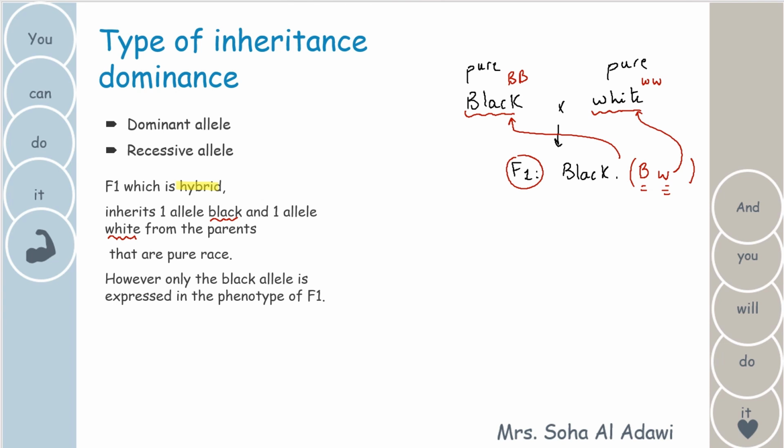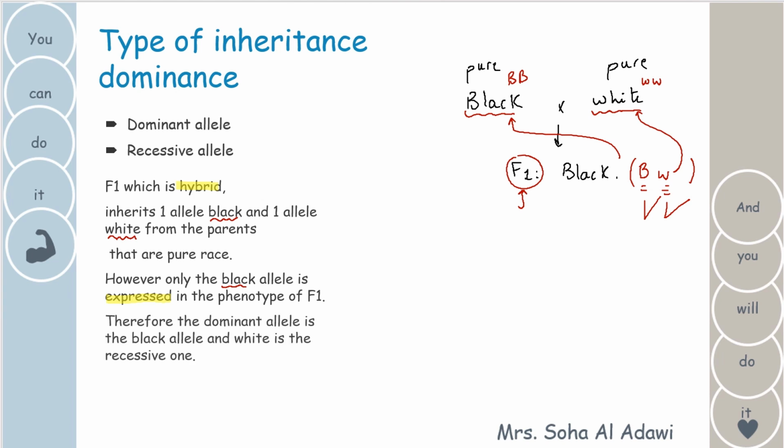I then go back and say that although F1 is hybrid, although F1 has both alleles, the black one and the white one, only black appears. But I don't say appears, I say only the black allele is expressed in the phenotype of F1. So you understand what we are saying? We are saying F1 has two alleles, black and white, but only black shows. How do we say it? The black allele is expressed, only black is expressed in F1.